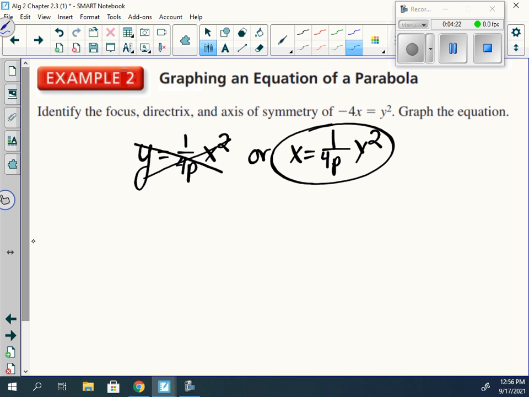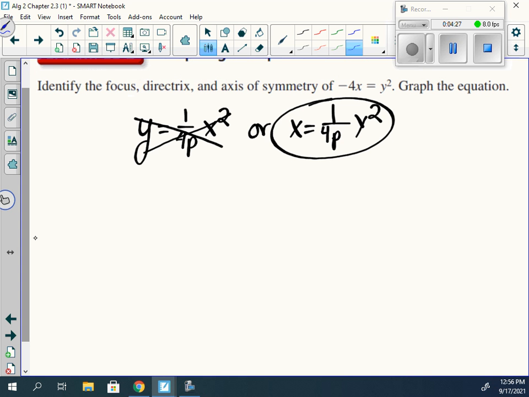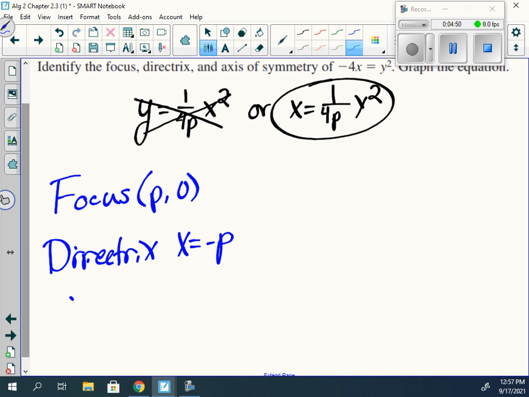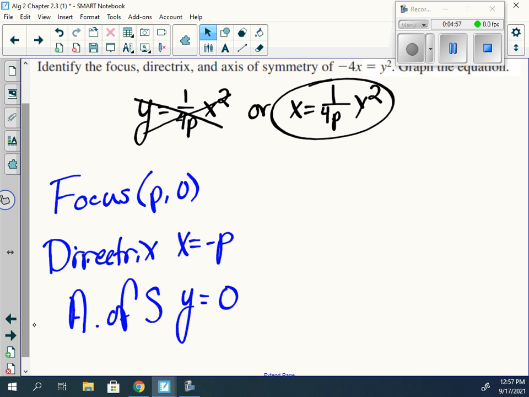So what this tells us is some important information, because since we know that we're looking at x equals 1 over 4p times y squared, it tells us that the focus is going to be the point p comma 0. Our directrix, D-I-R-E-C-T-R-I-X, is x equals negative p. And the axis of symmetry is y is equal to 0.